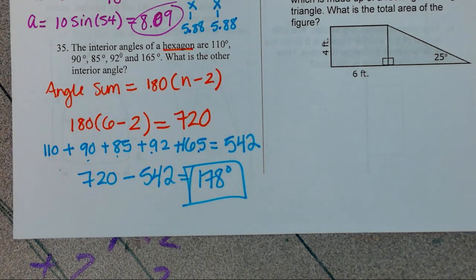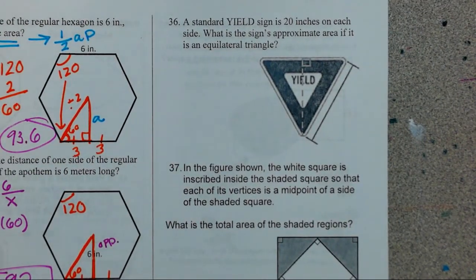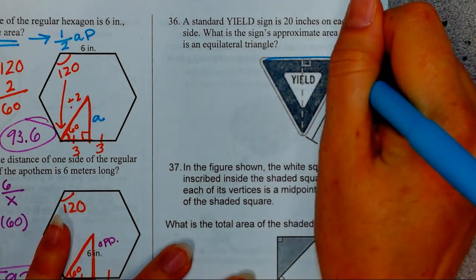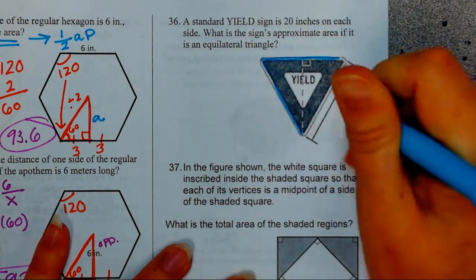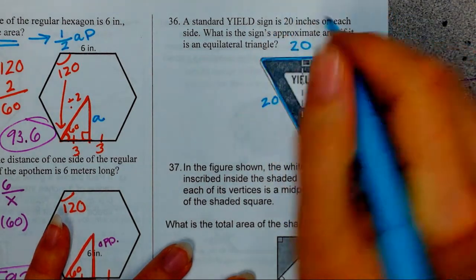Okay. Next problem, number 36. A standard yield sign is 20 inches on each side. What is the sign's approximate area if it's an equilateral triangle? Okay, so this is an equilateral triangle. Every side is the same length. If this side is 20, so is this side and this side.